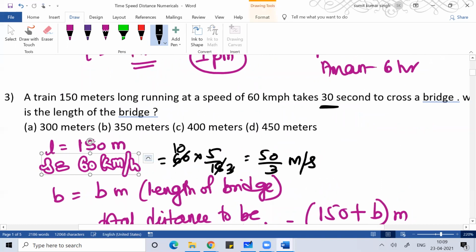So with problems on trains, you just need to remember a few things: we consider the length of the train, we consider the length of the bridge, we consider the length of the platform, but we do not consider the length of a person or electric pole. Based on this, we can solve the question very easily.